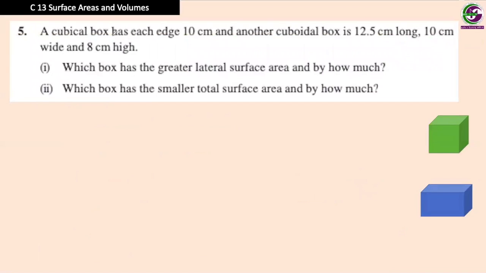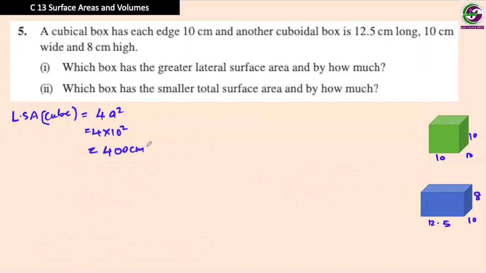A cubical box has each edge 10 centimeter. So this is a cube, each side is 10 centimeters. And another cuboidal box is 12.5 long, 10 centimeter wide and 8 centimeter high. Which box has greater lateral surface area and how much? So we have to find the lateral surface area of the cube and cuboid. Lateral surface area of the cube is a square, a square, a square, a square, 4a square, which is equal to 4 times 10 square, which is 400 centimeter square.